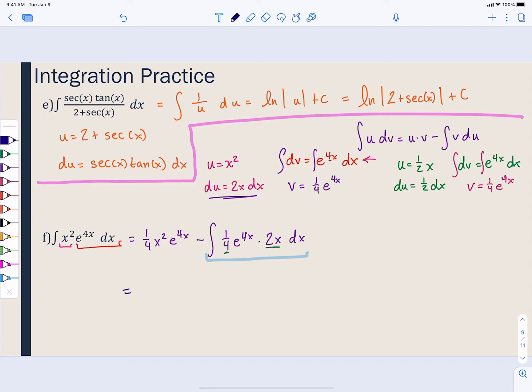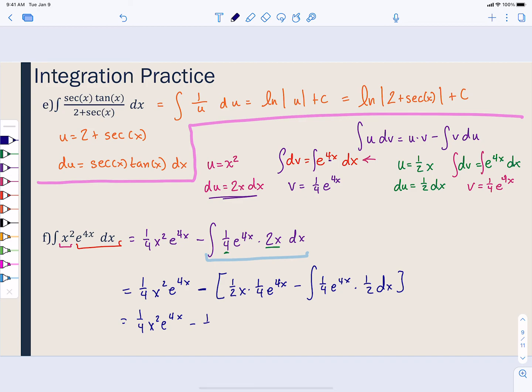All right, so now what this makes our integral, this first part, that's the part that's already done, so we don't need to worry about that. We do need to subtract and put brackets there. So we're going to have, again, now our new u times our v minus the integral of v times our du, which is 1/2 dx. So let's see if we can simplify this and find our integral at the same time here.